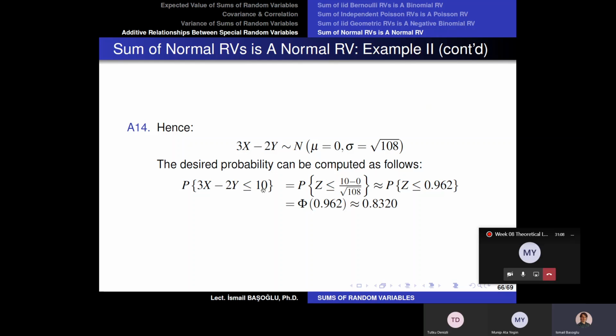So what we are going to do is the standardization once again. We subtract the location parameter from both sides and divide the difference by the scale parameter. So the left-hand side is going to be a standard normal random variable, while the right-hand side is going to be equal to 0.962. And the cumulative probability of a normal random variable at 0.962 is approximately equal to 0.8320 according to the CDF table of the standard normal distribution.